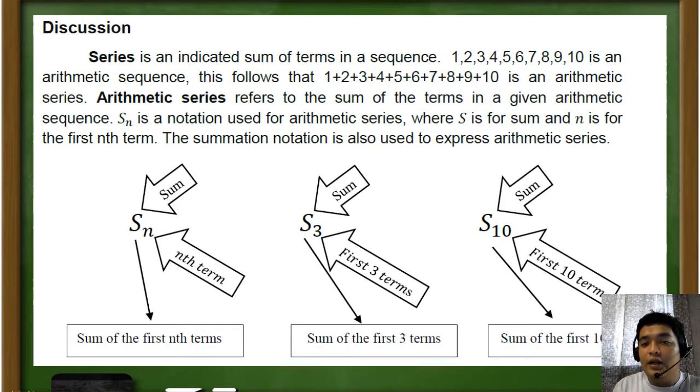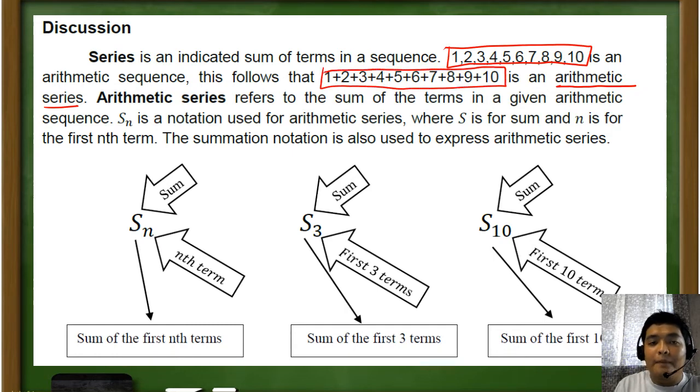So again, take note class, arithmetic series is different from arithmetic sequence. Again, this is an arithmetic sequence. If it is an arithmetic series, that is just the sum of your sequence. So arithmetic series refers to the sum of the terms in a given arithmetic sequence. Again, it is an arithmetic series when you get the sum. Meaning you will add your terms in an arithmetic sequence.